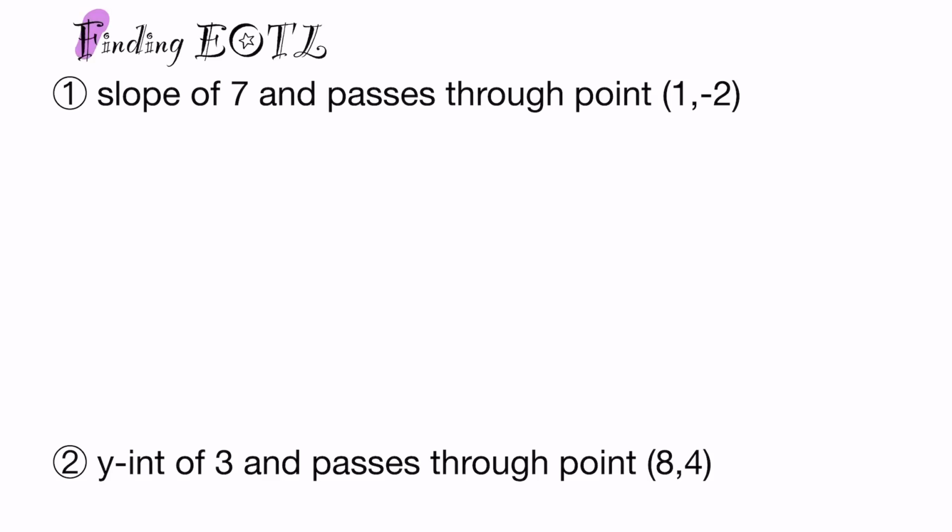All right, in today's lesson here, we're going through a bunch of examples of finding the equation of a line. So let's go through all these examples here. So for the first one, we want to find the equation of a line. They tell you in the question that we have a slope of 7 and we pass through the point 1, -2.